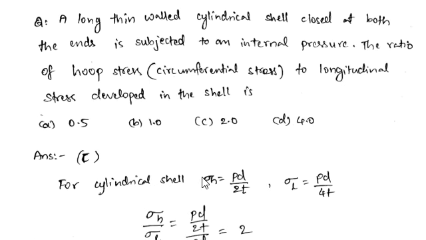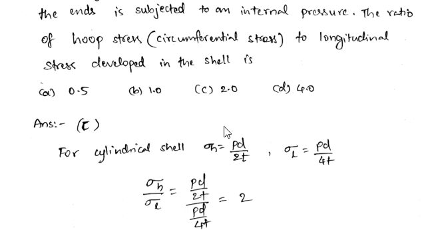And if you see the next question: a long thin walled cylindrical shell closed at both ends is subjected to an internal pressure. The ratio of hoop stress to the longitudinal stress developed in the shell is, and some options are given, and the right option here is C. So we know for a cylindrical shell, the hoop stress is given by PD by 2T, and the longitudinal stress is given by PD by 4T. He is asking the ratio of hoop stress to longitudinal stress. So PD by 2T divided by PD by 4T, so the ratio is 2 here. So option C is the right option.